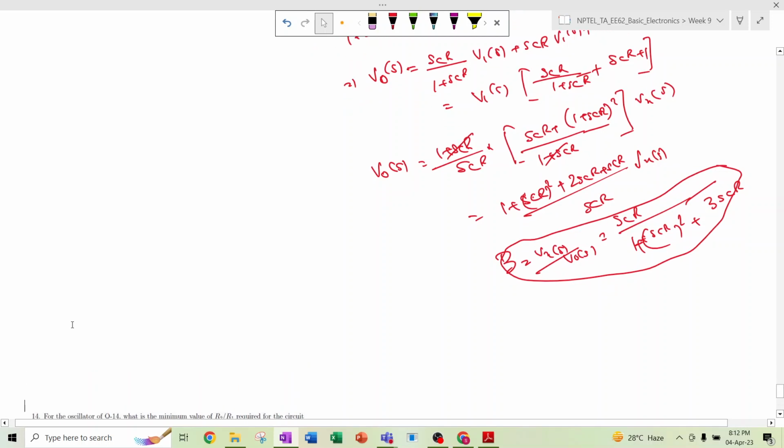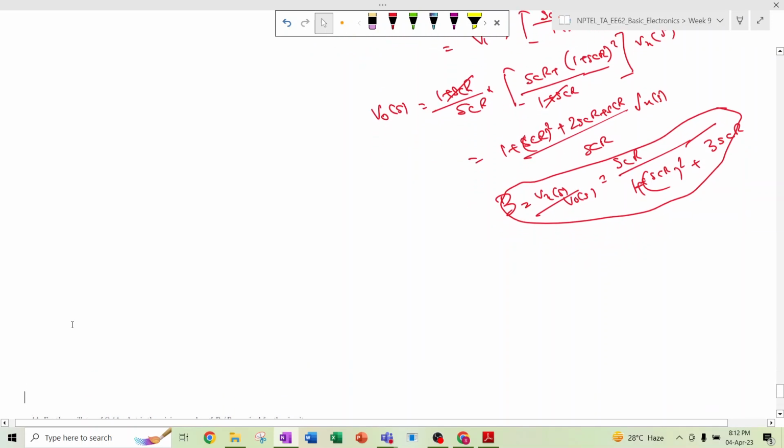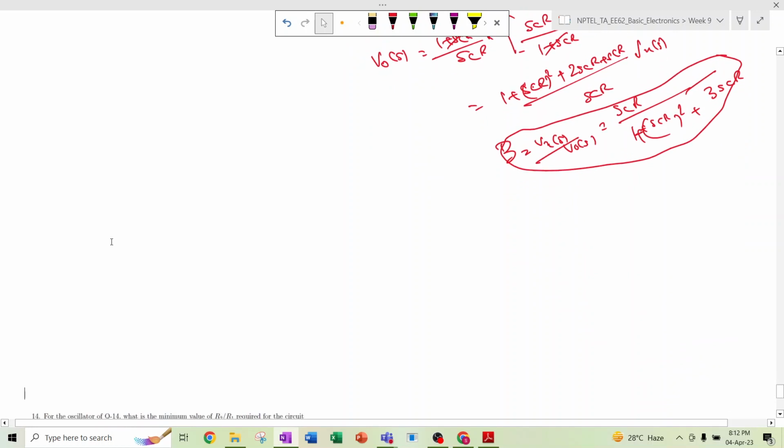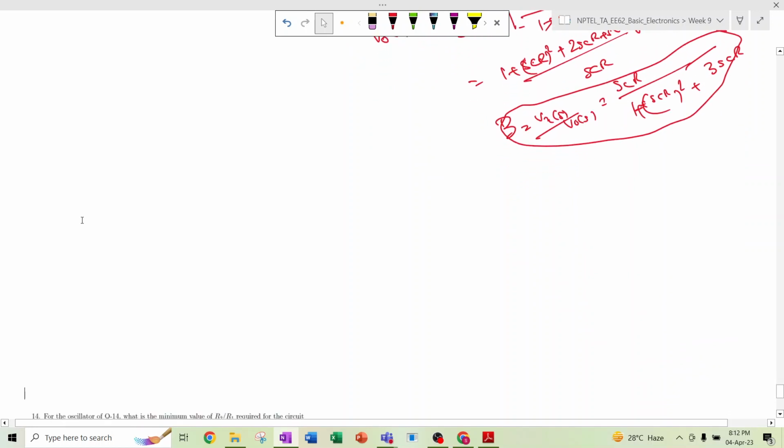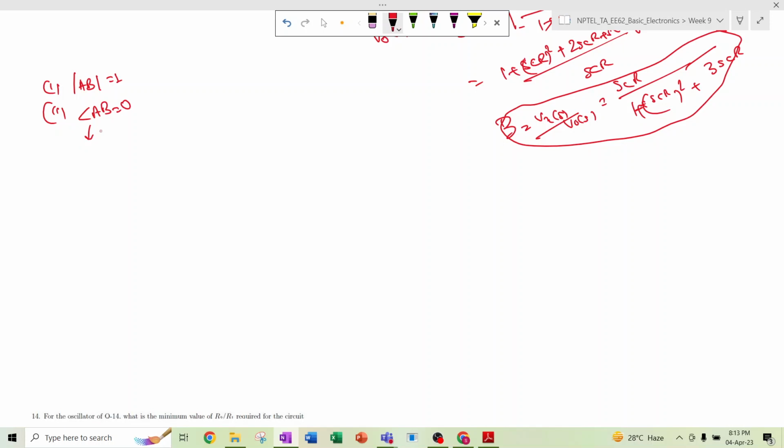Now if we need to find out the oscillation frequency, it needs to satisfy the Barkhausen criteria. According to the Barkhausen criteria, the first criterion is mod of AB is equal to 1, and the second is angle of AB is equal to 0. So if we consider angle of AB, A is what we have got, 1 plus R2 divided by R1, and B is nothing but this. So angle of A plus angle of B is equal to 0.